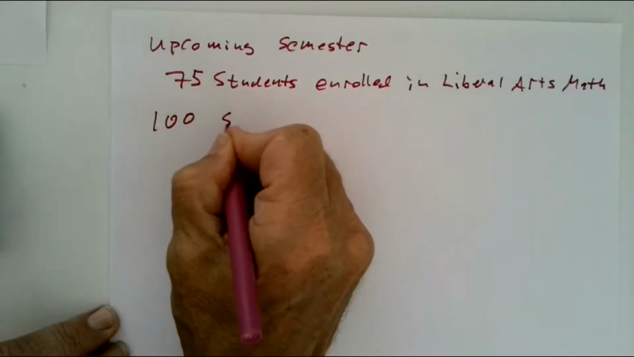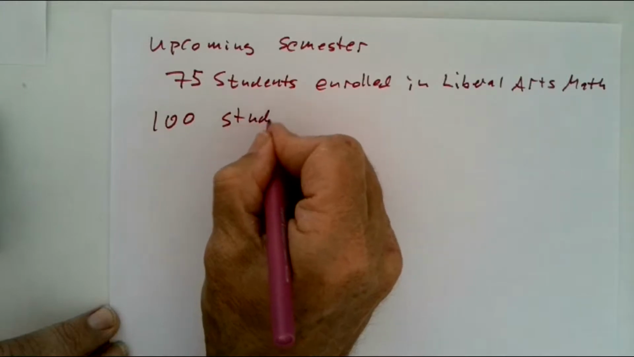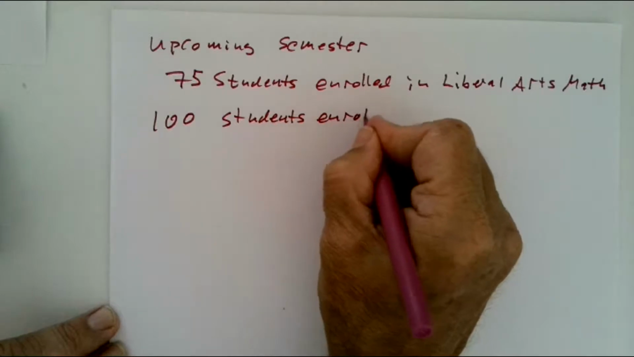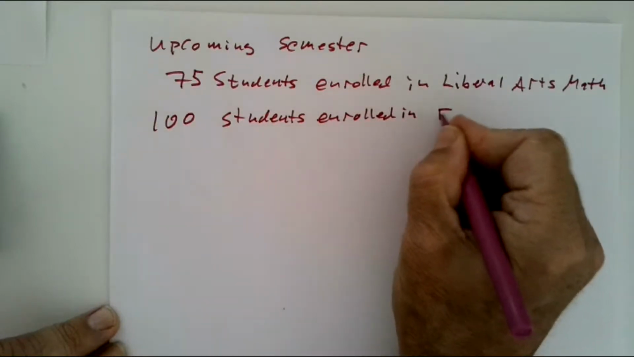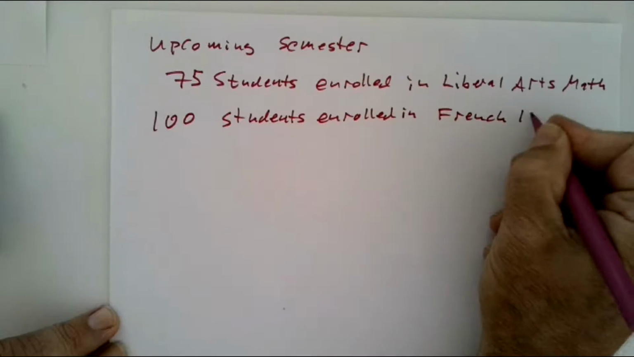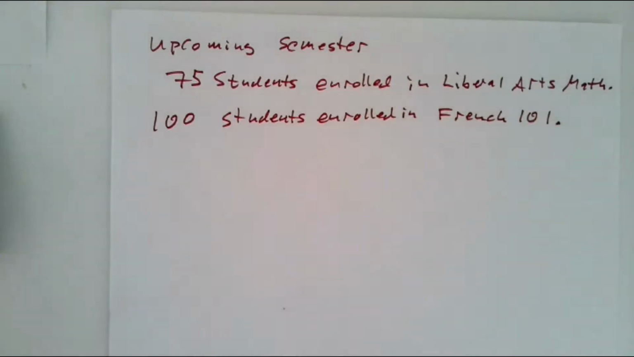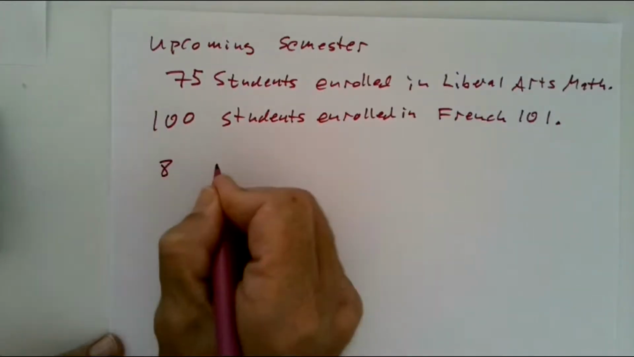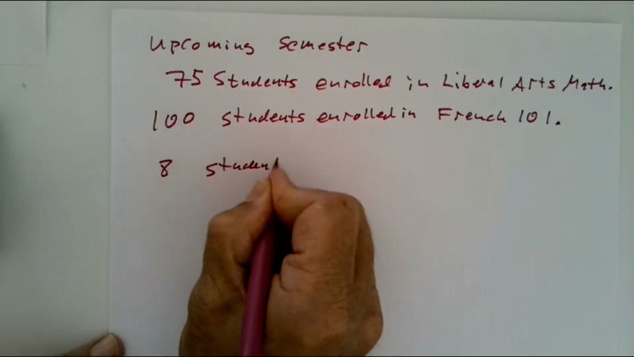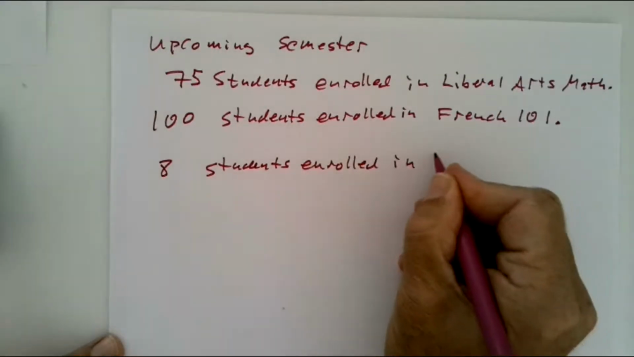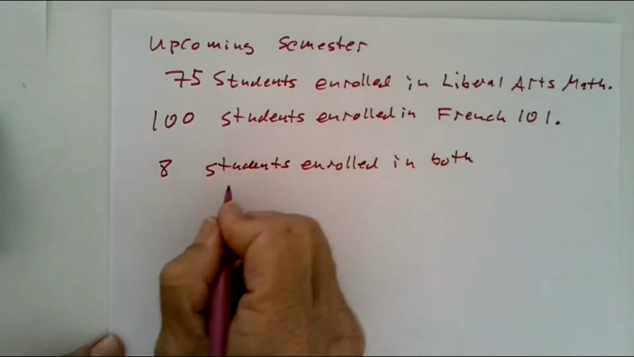100 students are enrolled in French 101. Now, does that mean that a total of 175 people are either in French 101 or liberal arts math? Well, that's only true if they're mutually exclusive, only true if they're disjoint. But the fact of the matter is we're going to have 8 students enrolled in both liberal arts math and French 101.